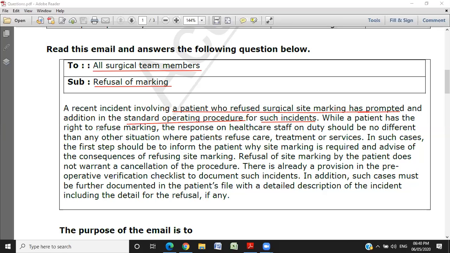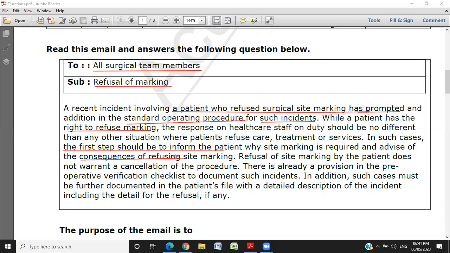Similarly, they have said that the patient has the right to refuse. The response of healthcare staff on duty should be no different than any other situation where patients refuse care, treatment, or services. That means our approach towards the patient should not change. Now, they have said what they should do in such a case, so it mainly gives information about what they should do. The first step is that they should inform the patient. Then the second step is that they should inform about the consequences.